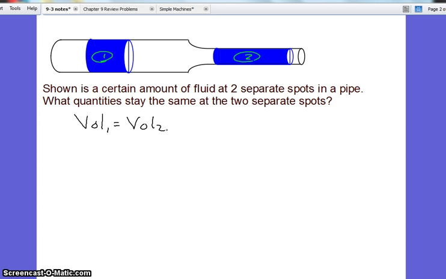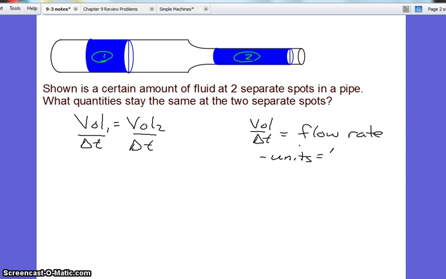Something like, let's say, water. So volume of water does not change as we move it from one container to another or one section to another. We're going to divide these by time. We're going to talk about something referred to as the flow rate. Volume over time is called the flow rate. And this is measured in units of meters cubed per second, or any volume divided by a time.